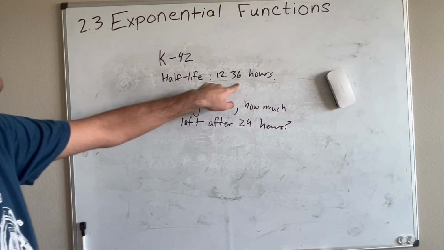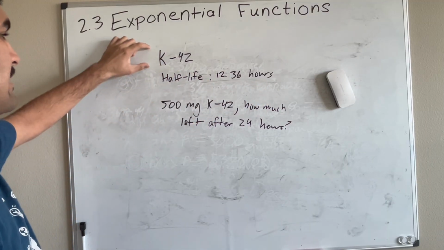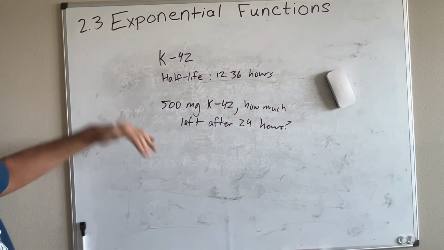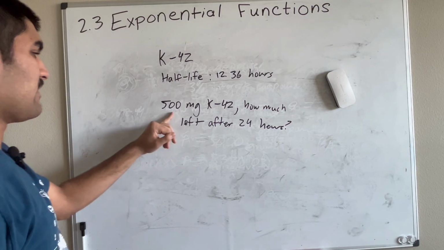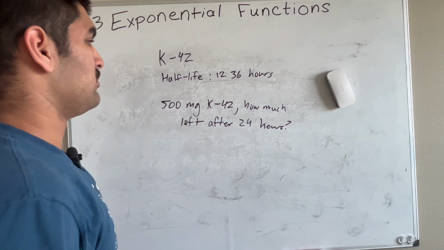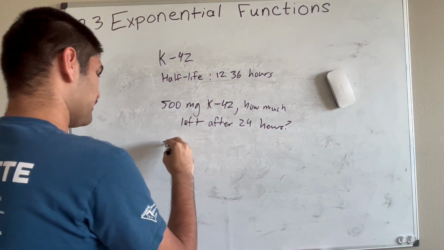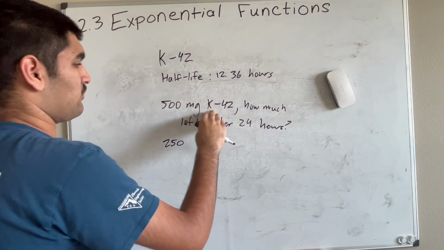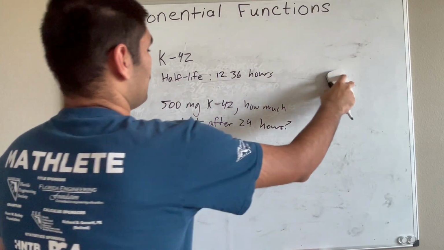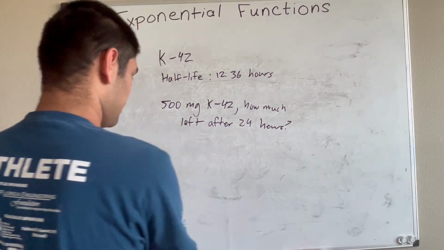All right. So first of all, what even is half-life? Basically, this is saying that it takes 12.36 hours for a sample of potassium 42 to halve, right? So for example, if we have 500 milligrams of potassium 42, then after 12.36 hours, we can expect to only have 250 milligrams left, right? And that's just because potassium 42 decomposes. So they want us to find it after 24 hours.